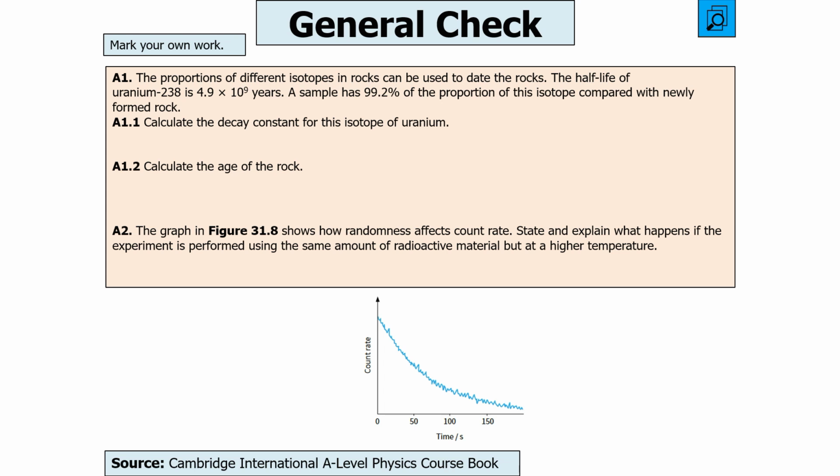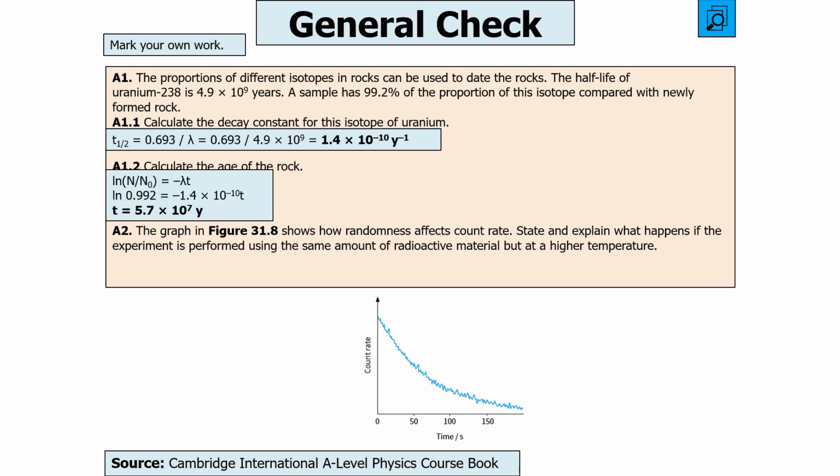Right, in this first one, we can see that the half-life is equal to log 2 over the decay constant. We've got the half-life, so we can work it through, so it's 1.4 times 10 to the minus 10 years to the minus 1. The age of the rock is going to be N equals N0 e to the minus lambda t.